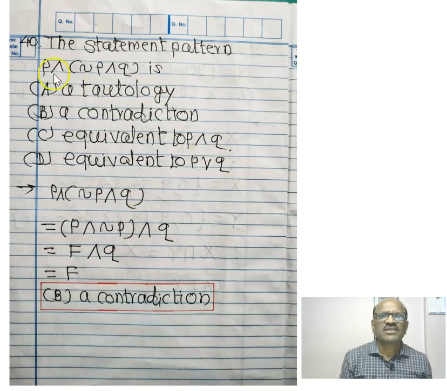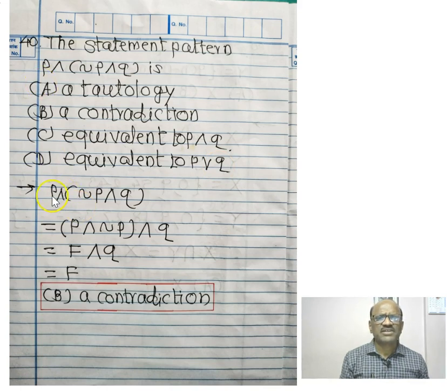Now the next question. The statement pattern. What is the statement pattern? P and, in bracket, negation of P and Q is: a tautology, a contradiction, equivalent to P and Q, or equivalent to P or Q? Now see this and simplify this. You will get the answer.